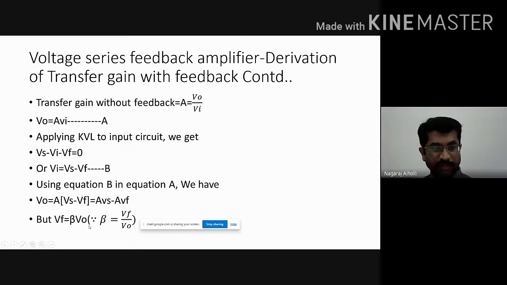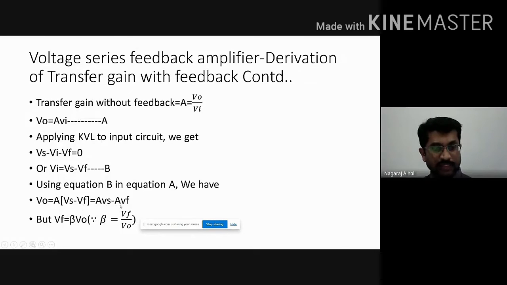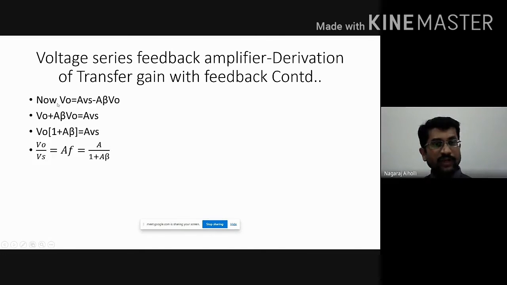Now substitute this Vf in the equation we got for V0. Vf is equal to beta V0. So V0 will be equal to AVs minus A into Vf. What is Vf? Beta V0. Here A is the gain, and the feedback voltage is beta into V0. So we got V0 is equal to AVs minus A beta V0.